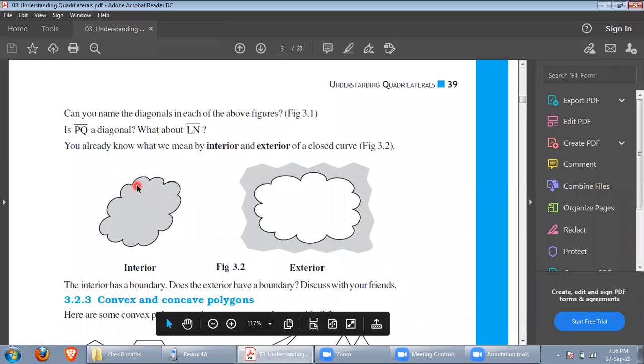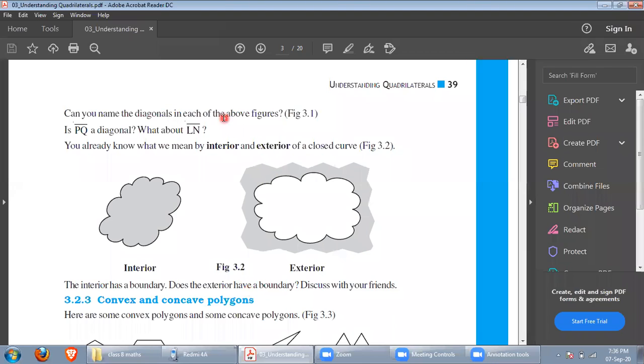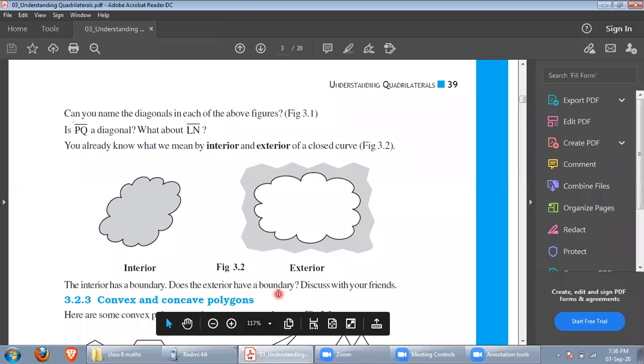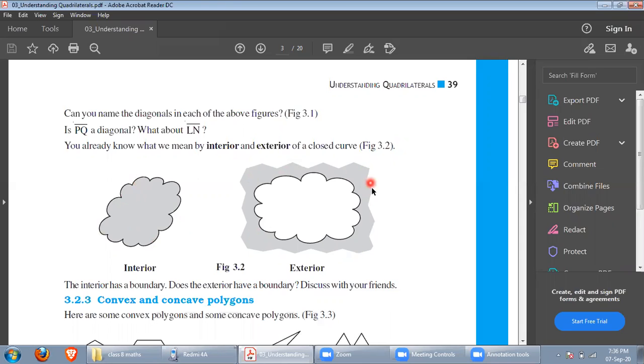The interior has a boundary, correct? Interior has a boundary, but the exterior doesn't have a boundary, correct? When we talk about exterior, it can extend very far away. Exterior means whatever is outside the curve. So it will not have a boundary, correct? Boundary means it should be bounded within. But for the exterior, it is not bounded.